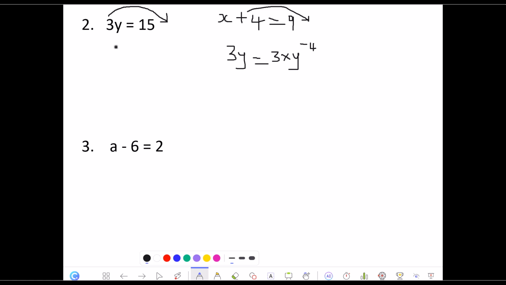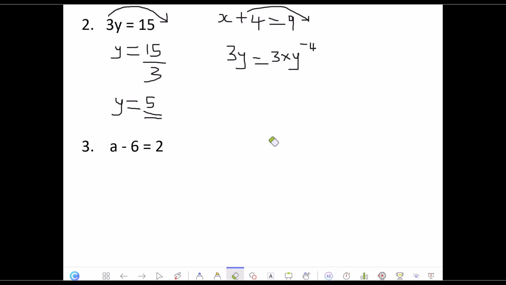So in our solution now, y is going to be equal to, as 3 crosses over, it will now become division. It's going to be 15 divided by 3. Then what will now be your final answer? So 15 divided by 3 is going to give us 5. So this is the answer on number 2. So take note of that.